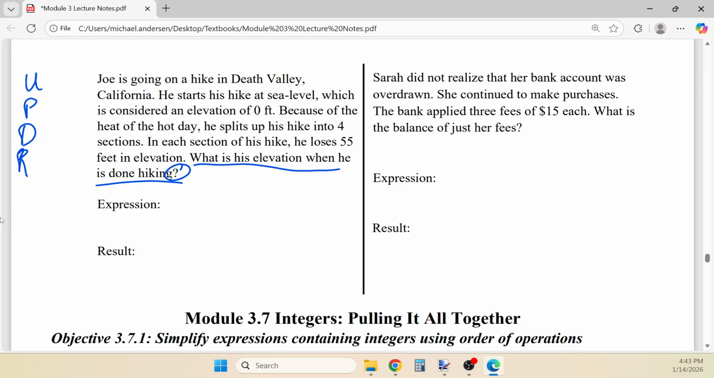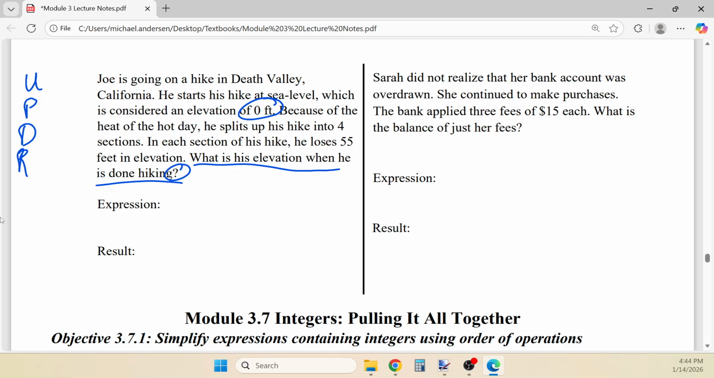We're probably going to be given a starting value and then given a list of times that he goes up and down, where we're going to add and subtract from that number. Okay, let's find all of the answers. Joe is going on a hike in Death Valley. He starts his hike at sea level, which is 0 feet. So that's useful. We know his starting value.